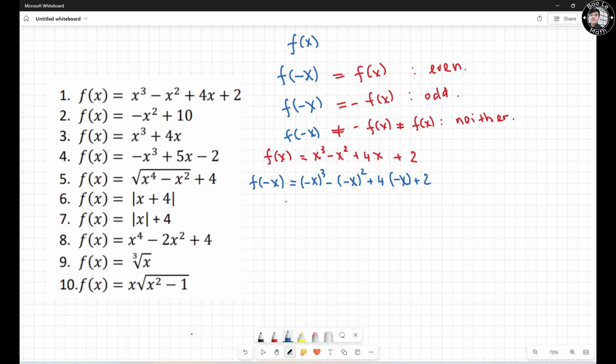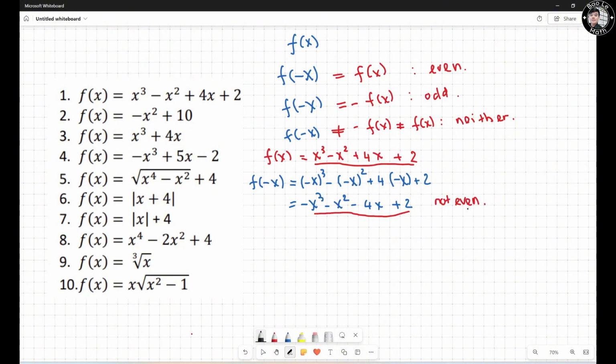Alright, so now I'm going to simplify this guy. Any negative number raised to the odd power should be negative. So it should be negative x cubed. This guy, right, negative x squared raised to the even power should be positive, and you have the negative sign right here, so you just write negative x squared. Right, 4 times negative x could be negative 4x plus 2. Alright, after you replace x with negative x and simplify, you check to see if what you simplified matches f of x right here. Right, they actually don't match, right? So this is not even.